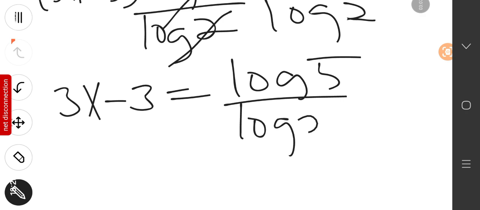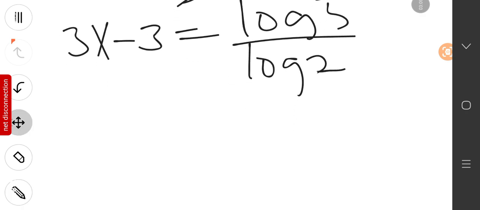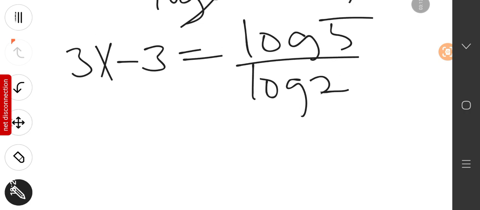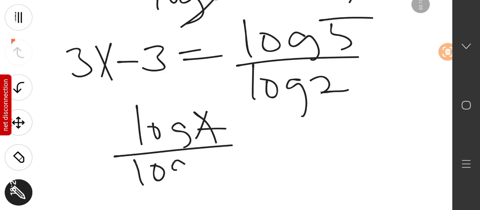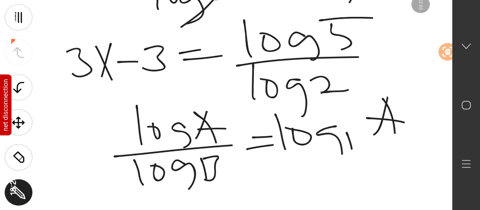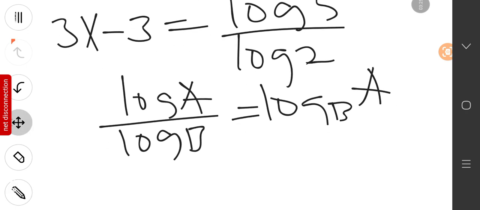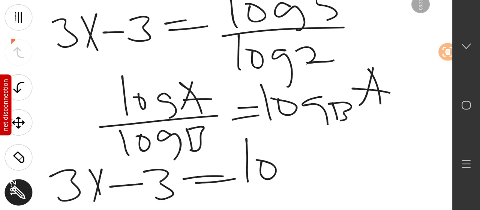Now let's apply the change of base formula here. So we say log a over log b should give us log a base b. So our equation becomes 3x-3 equals log 5 base 2.